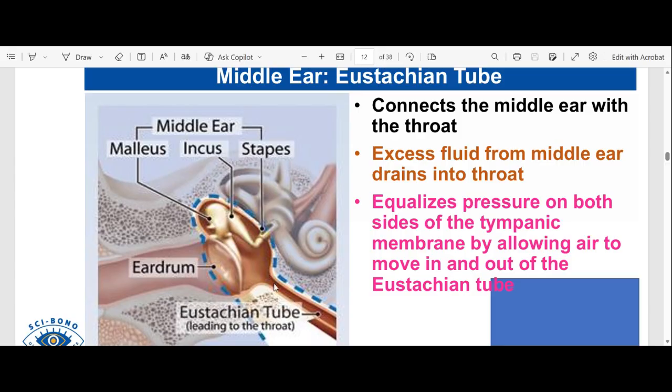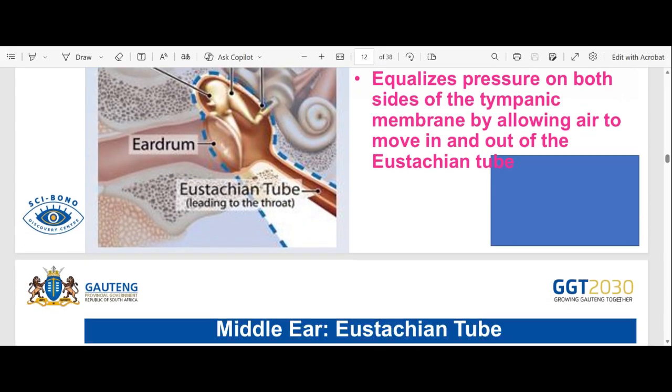And there's this tube leading to your throat. It connects your middle ear to your throat. It's called the Eustachian tube. So what's the function of this tube? It connects the middle ear with the throat. It takes excess fluid from the middle ear, then drains it out into the throat. Or you can say that it equalizes pressure on either side of the tympanic membrane. I hope that is loud and clear.